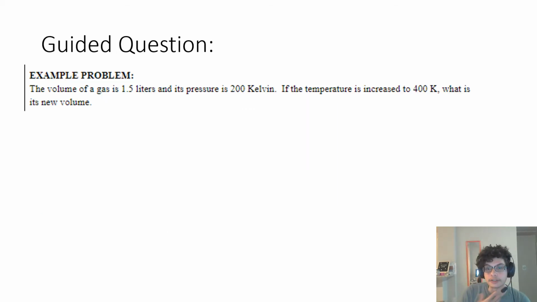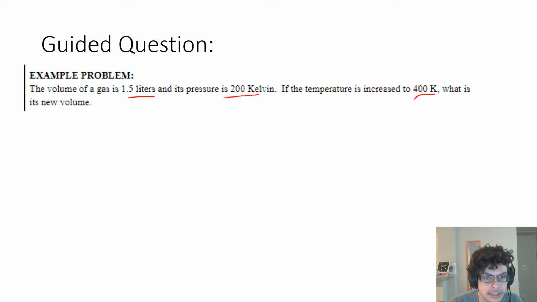So over here, I'll do an example for you. The volume of a gas is 1.5 liters, and its temperature is 200 Kelvin. If the temperature is increased to 400 Kelvin, what is its new volume? Okay, so I'm already thinking I have to do some math. I have to think about this equation I just learned.